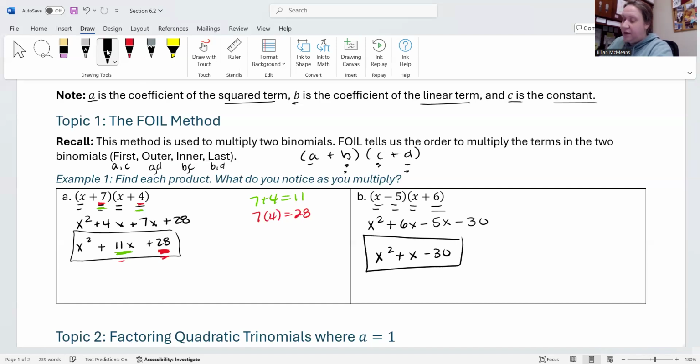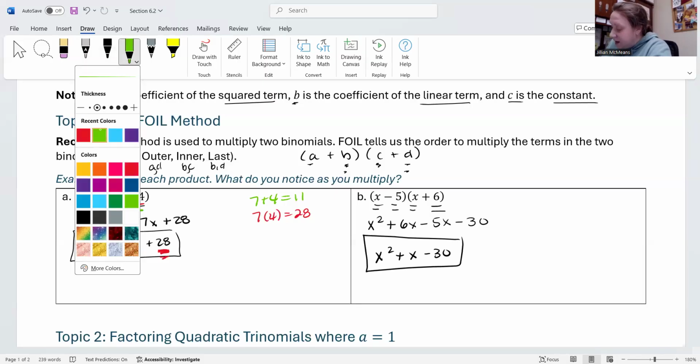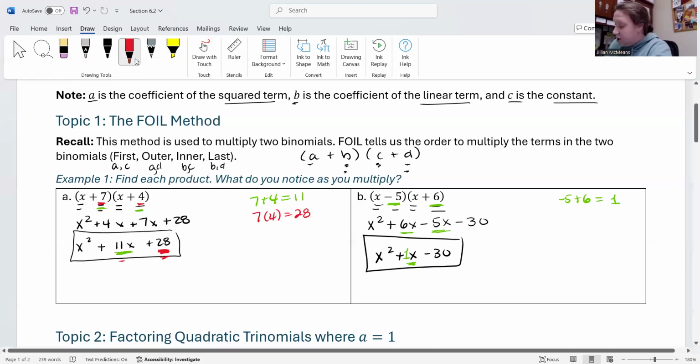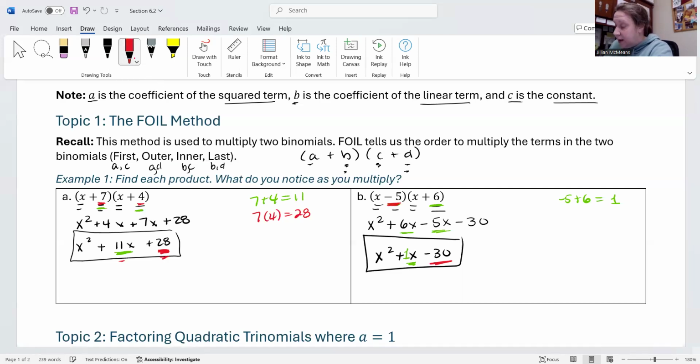But let's talk about a couple of things. So we'll do green first. Let's look at this x right here. Well, I got x by simplifying 6x minus 5x. So basically, if I take this negative 5 and I add it to this 6, I get 1. And that becomes this coefficient here. So negative 5 plus 6 equals 1. Okay? Let's now look at the red part. So negative 30. Well, how did I get negative 30? I got negative 30 by multiplying negative 5 and 6. And that's not an accident. And that's going to be something really important that we have to look at when we start factoring.